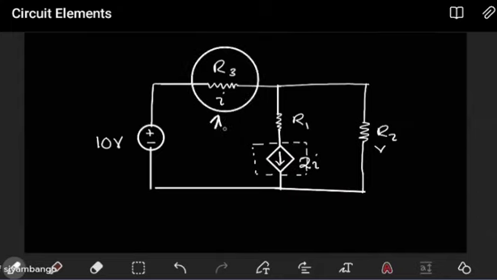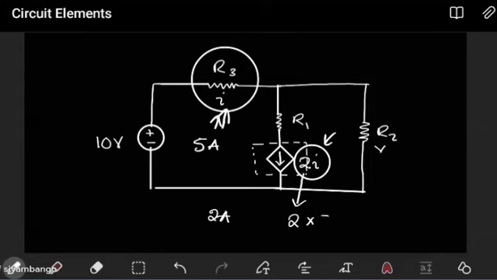So if the current passing through R3 was, let's say, 2 amps, it means that the current coming from the dependent source will be 2 amps multiplied by 2. If the current passing through R3 was, let's say, 5 amps, it will mean that the current supplied by this dependent source will be 2 times the current, which is 5 in this case. So we see that the current supplied by this dependent source depends on the current passing through R3. This is why we're saying it depends on what is happening somewhere else.